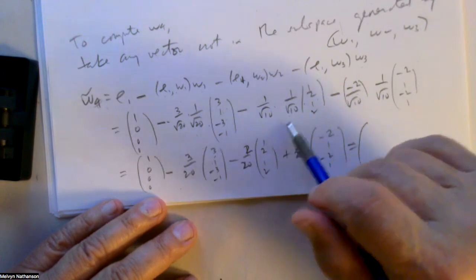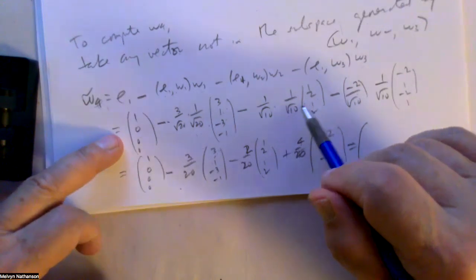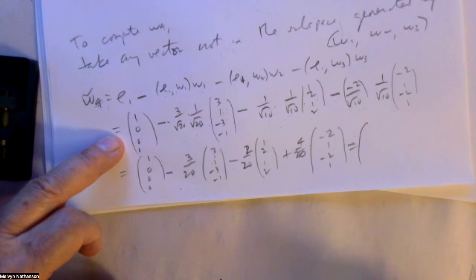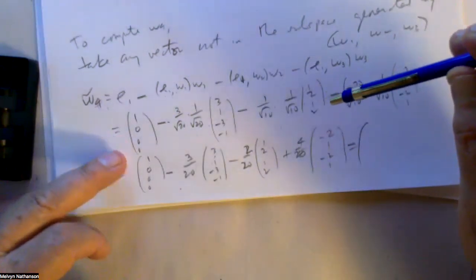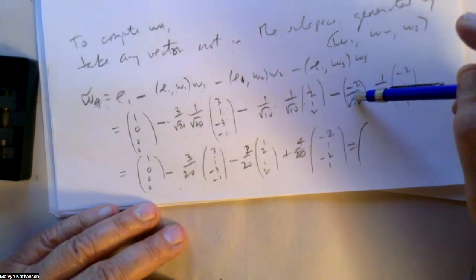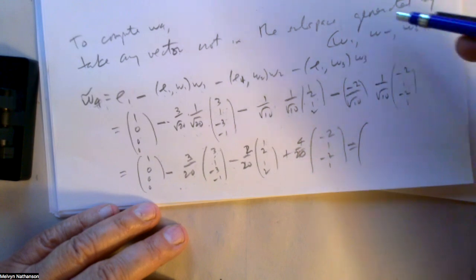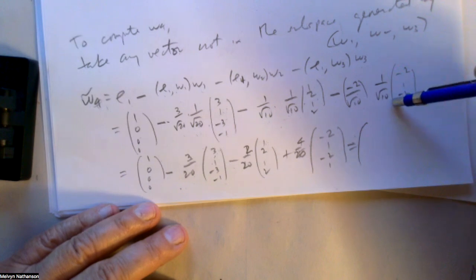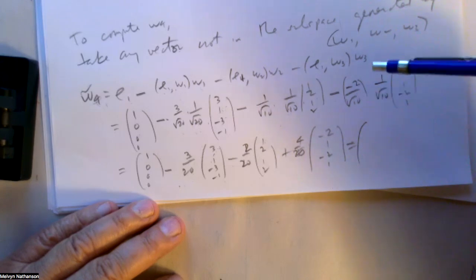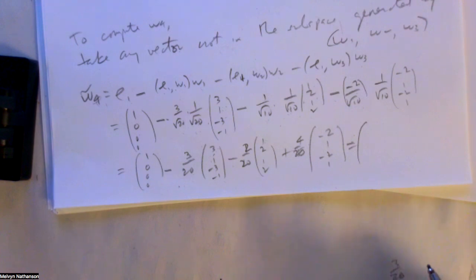The inner product of this with E1 is 1 over root 10. So that's 1 over 10. Okay. 3 over 20 minus 1 over 10. Here I have the inner product of E1 and W3. W3 is minus 2, 1, minus 2, 1, times 1 over root 10. And the inner product of that with E1 is minus 2 over root 10. So this gives me plus 4 over 10. So this is 3 over 20.